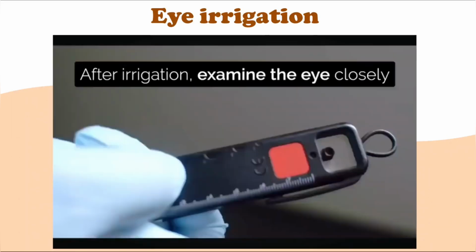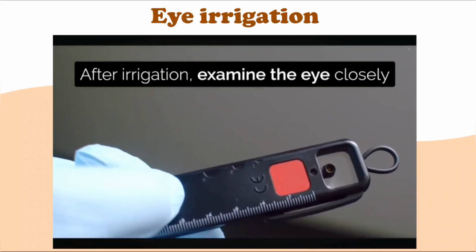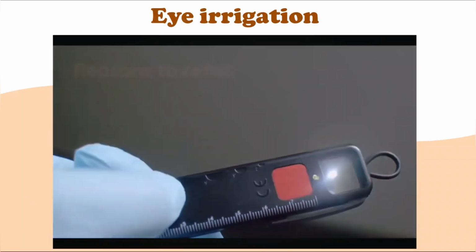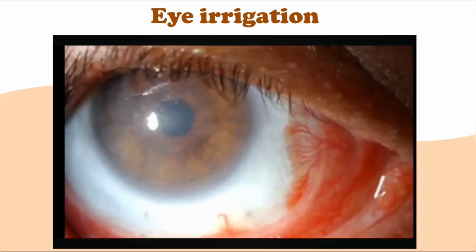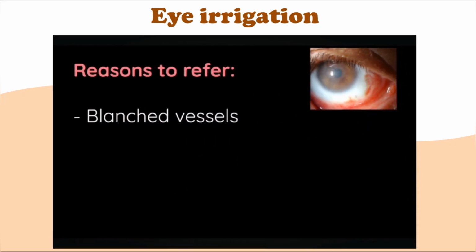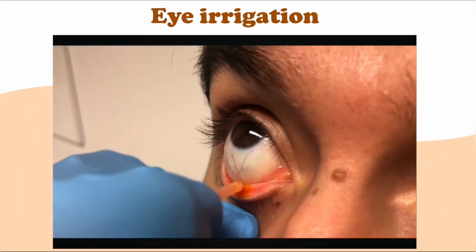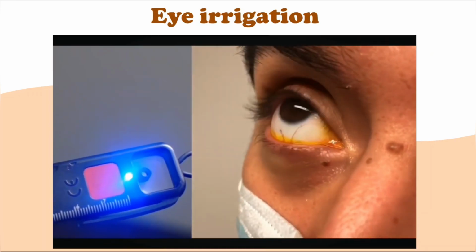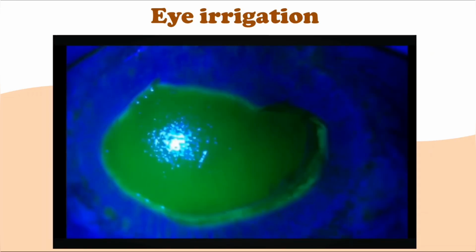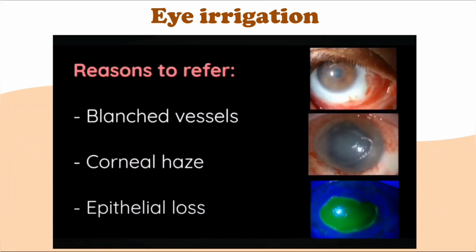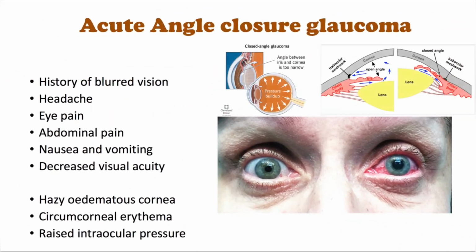After irrigation, examine the eye closely. You can use the anterior segment loop of the arc light for this. Look for signs of a serious injury, such as blanched blood vessels, a hazy cornea, and, after addition of fluorescein and examining with the blue light of the arc light, corneal epithelial loss. If any of these signs are present, the eye should be washed for a long time during a chemical eye injury, about 15 to 30 minutes, in order to normalize the pH.